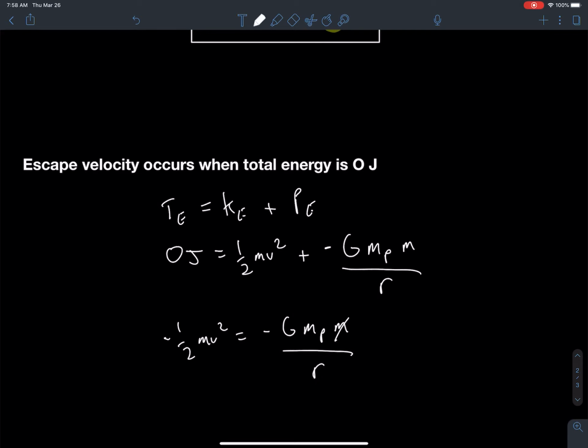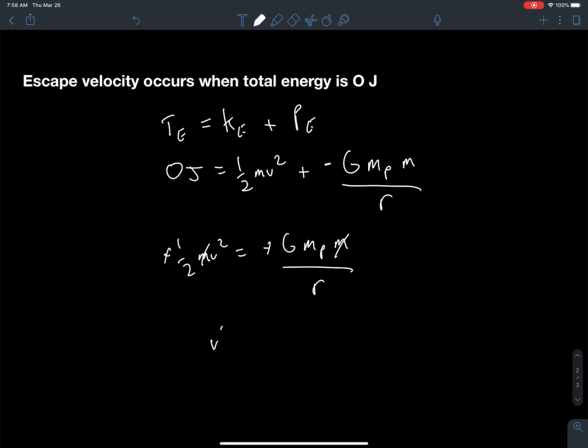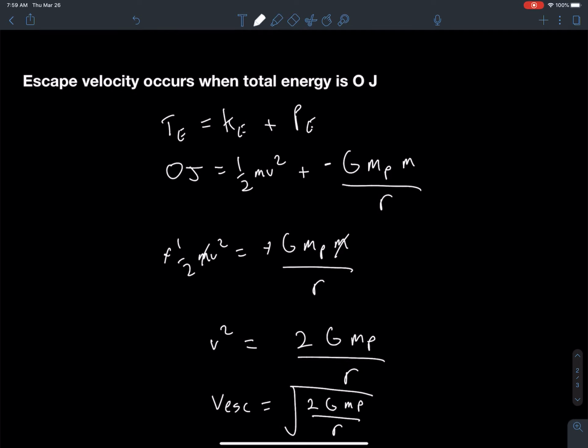The mass of my object, rocket, whatever I'm launching, will cancel out, which is kind of interesting. So if I launched a soccer ball or a human or a rocket with a particular velocity, they would all need the same escape velocity to escape gravitational pull. That's an interesting realization. This negative also cancels out. And then we're left with v squared is equal to 2G, mass of the planet, over the radius, and then my escape velocity is equal to the square root of 2G, mass of the planet, over r.